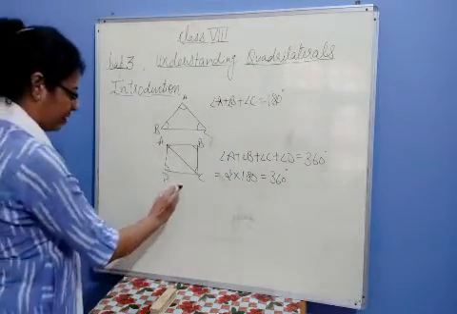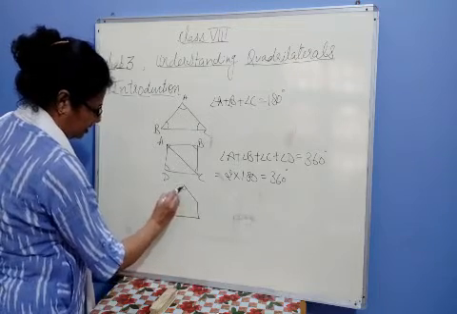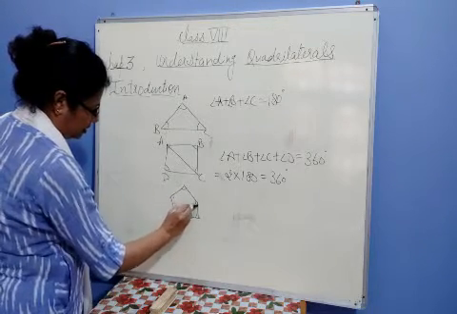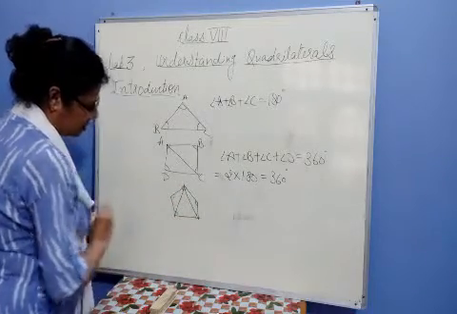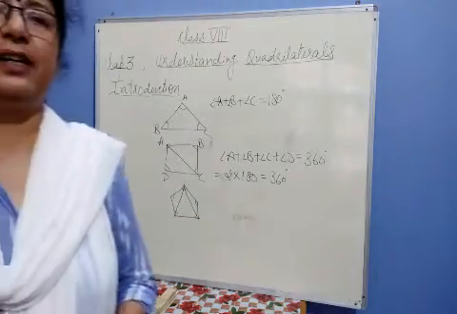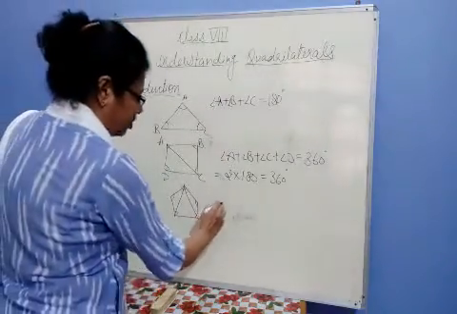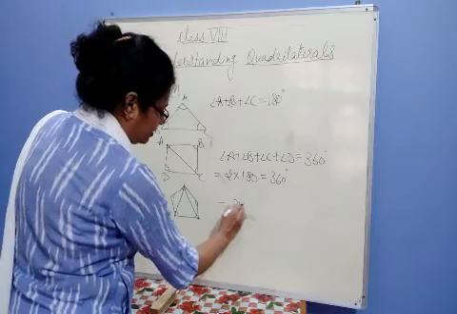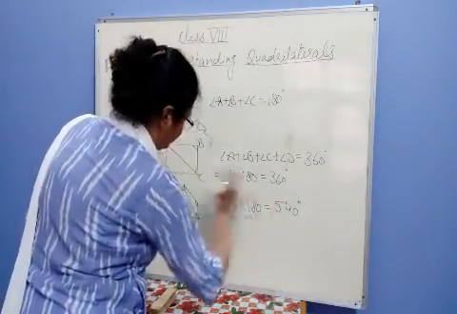Similarly, if we take a pentagon, the pentagon shape is like this, and these are the interior angles of a pentagon. Children, if I join this line like this and this line like this, then again we divide this pentagon into three triangles. And similarly, you can find the sum of interior angles of a pentagon like this. It will be 540 degrees.